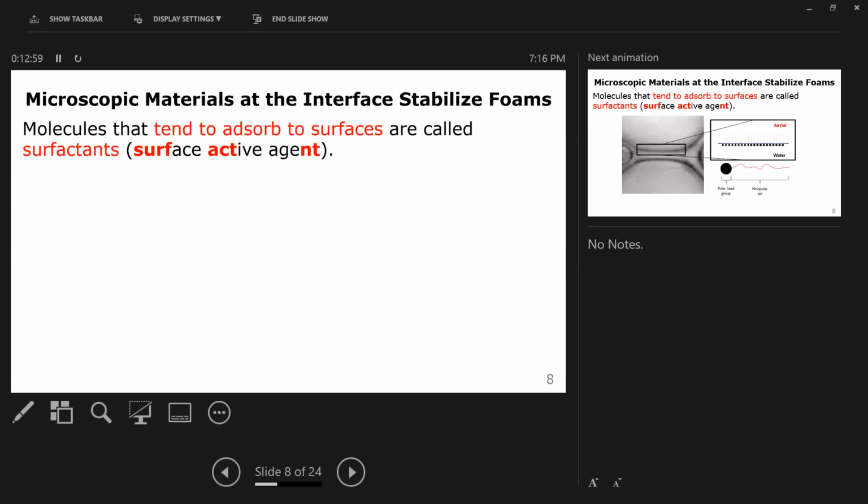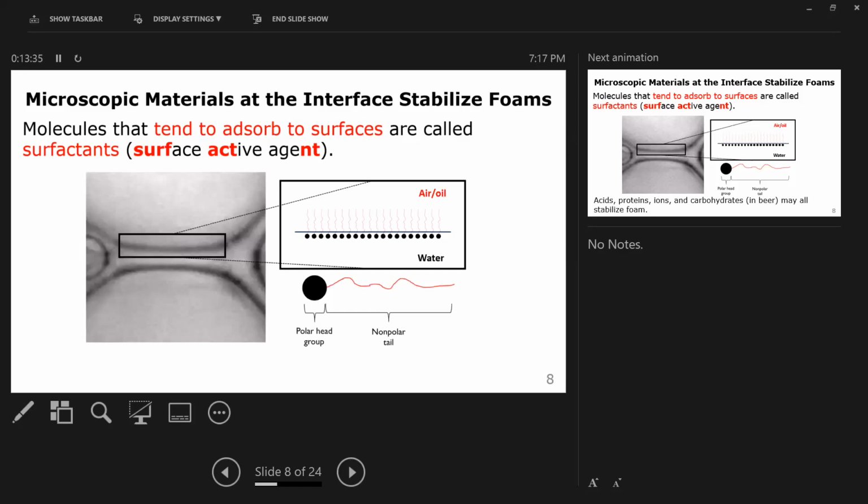So why would something be stable? What do you do to make something stable? It turns out that you can use very, very small microscopic materials located at this interface, at this boundary, to stabilize these foams and make sure that you have a nice foam. The thing that you add is called a surfactant. Hopefully this is the most jargony thing that I mention. Surfactant stands for surface active agent.